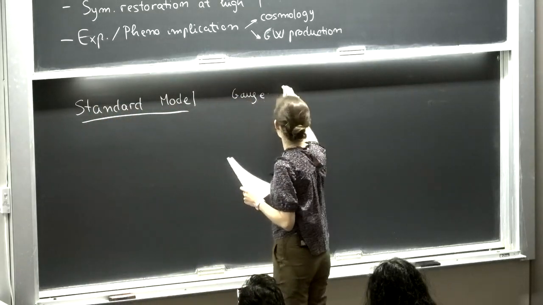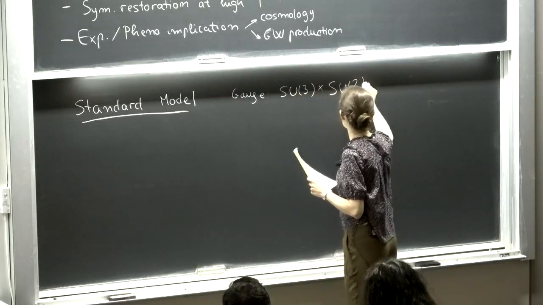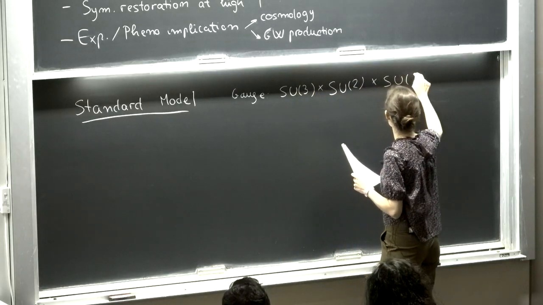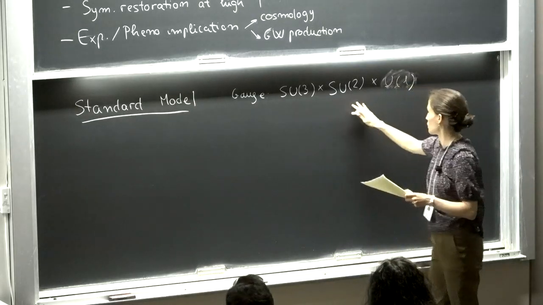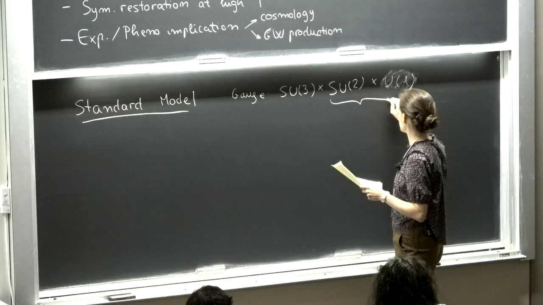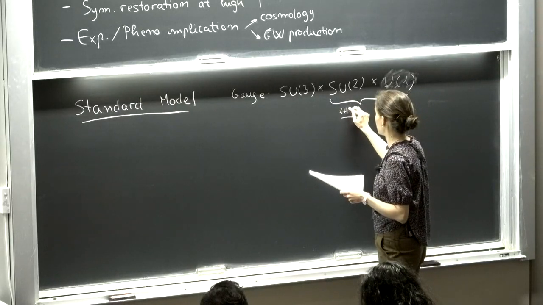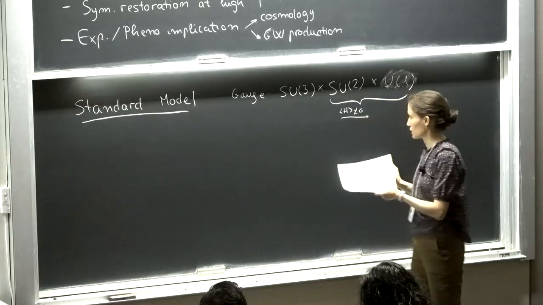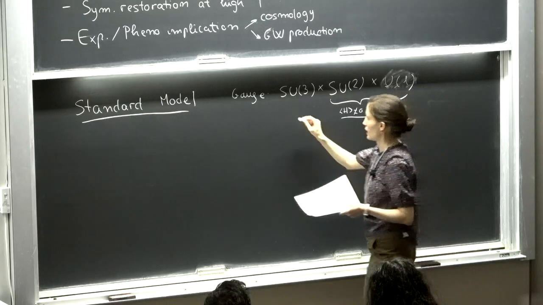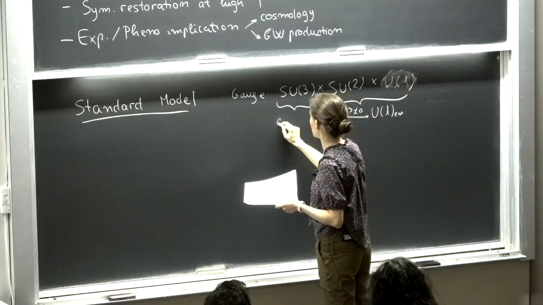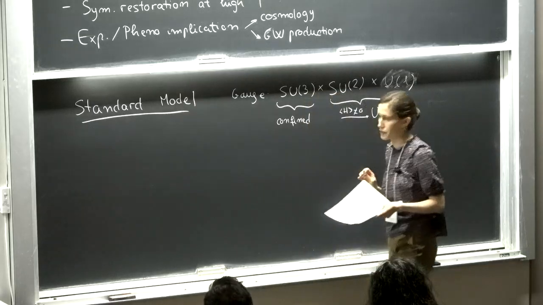Okay, so you all know that the standard model is a gauge theory based on the gauge group SU(3) × SU(2) × U(1). This electroweak sector is spontaneously broken by the Higgs vacuum expectation value down to electromagnetism. And the SU(3) part is confined in the infrared, okay?